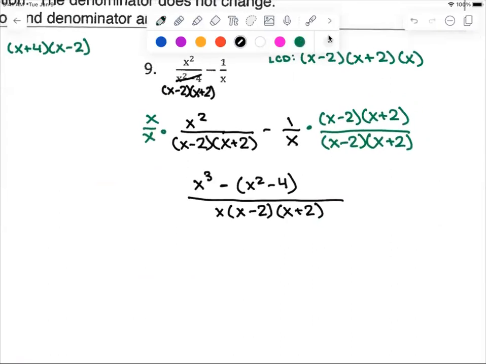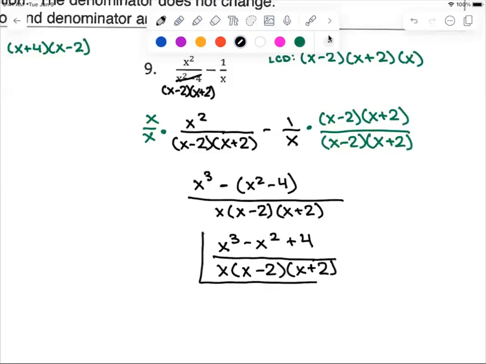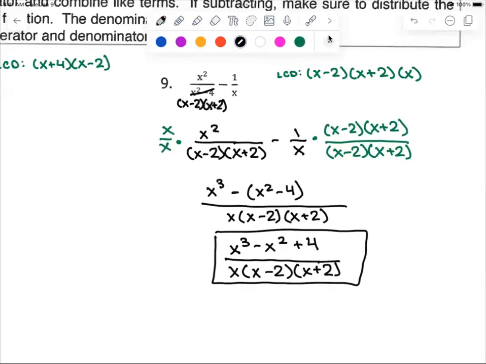When you go to simplify that, got to distribute your negative sign. And here is my denominator. Once again, you're going to try to factor the numerator. This cannot be factored. It is a trinomial, but it doesn't start with an x squared. It starts with an x cubed. So we are going to keep it like this. You're done. There's no factoring and canceling.